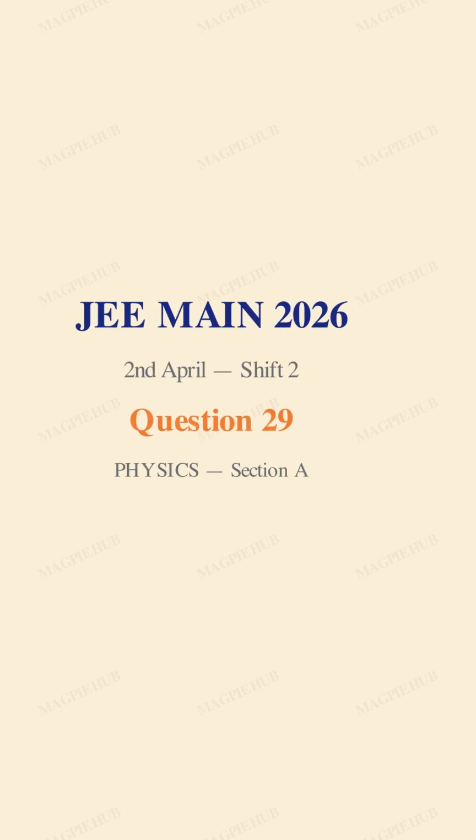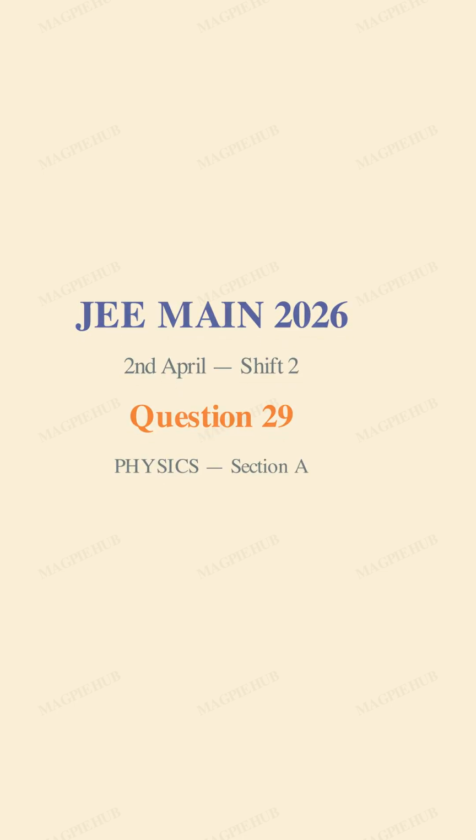JEE Main 2026, 2nd April Shift 2, Physics Section A, Question 29. Let's visualize the setup. We have a coordinate system with x, y and z axis. A positively charged particle moves in the x-y plane. The electric field E equals 0.4 Newton per coulomb in the j-hat direction, pointing upward.